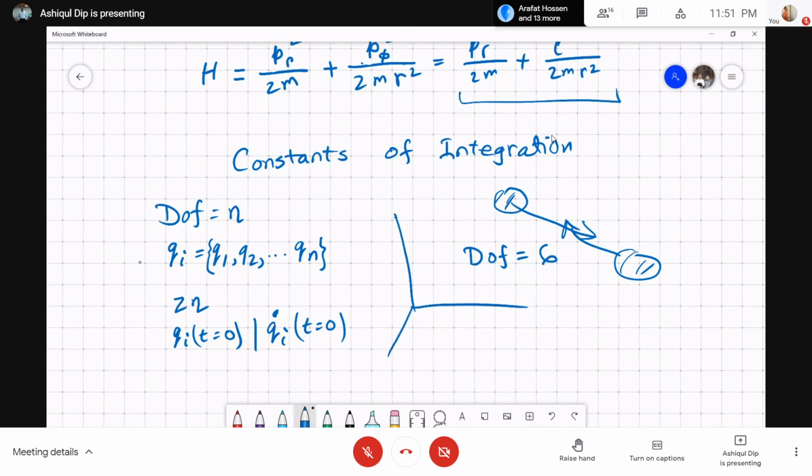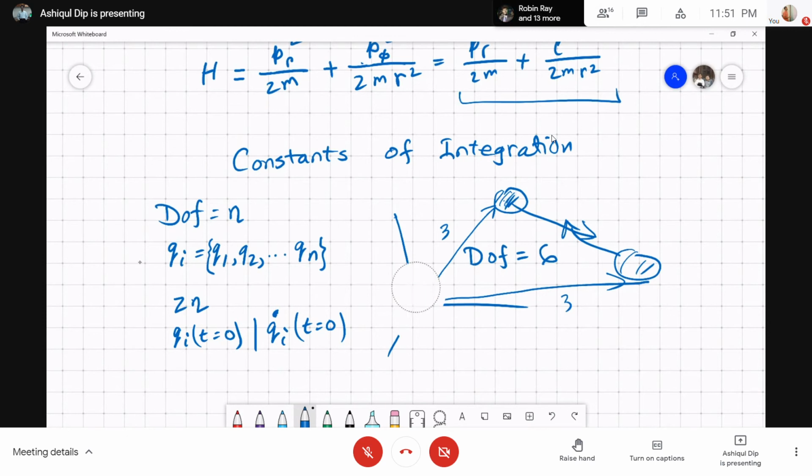So you could set a reference frame in 3-dimensional coordinates. You need one 3-dimensional vector for this one and another vector for this one. Each has 3 components, so 3 for this, 3 for this. So you have a total of 6 degrees of freedom here, right? Whatever you do, you have 6 degrees of freedom and you cannot do anything about it. Remember, you have to deal with 6 degrees of freedom.